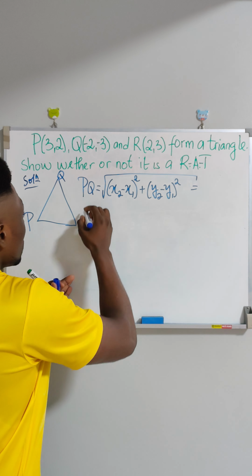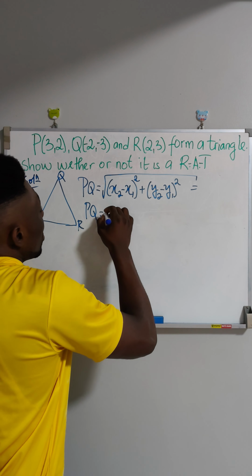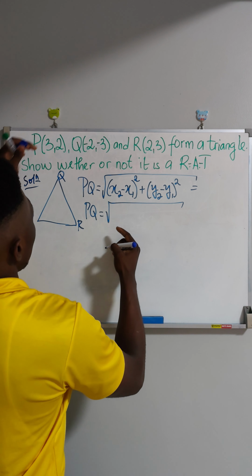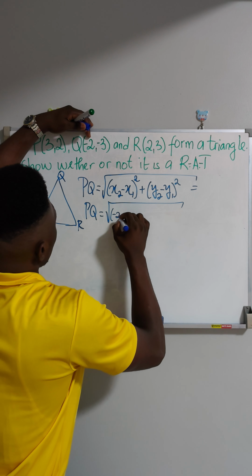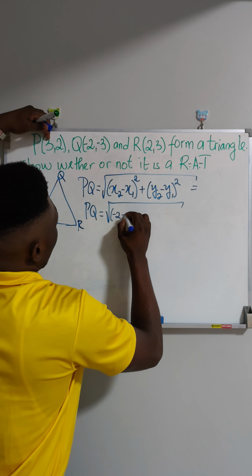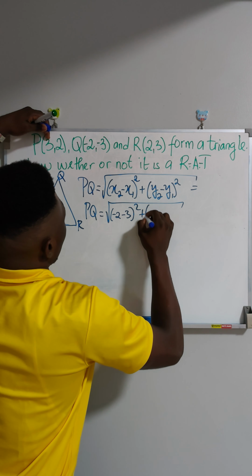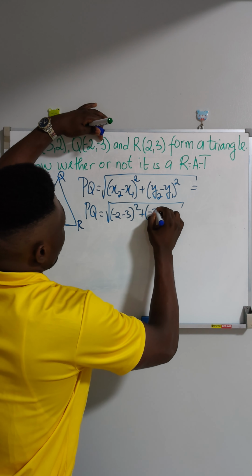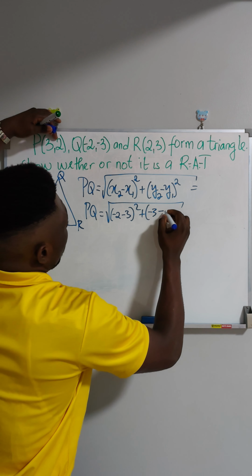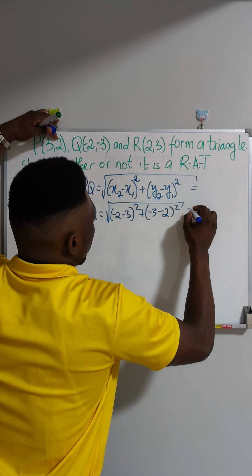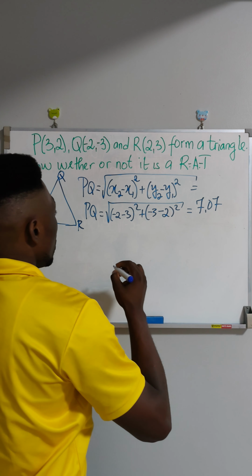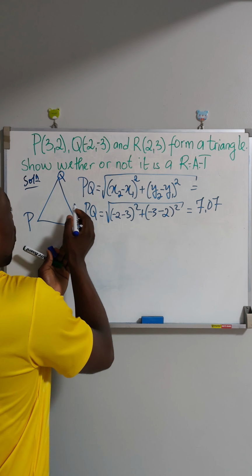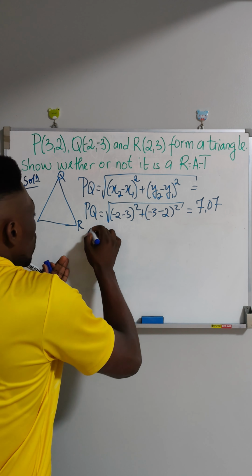If you correctly apply this for PQ, we will have the square root of x2 minus 2 minus x1 minus 3 all squared plus y2 minus 3 minus y1 2 all squared. And if you correctly do this, this should give you 7.07. We will do the same thing now for the point QR.